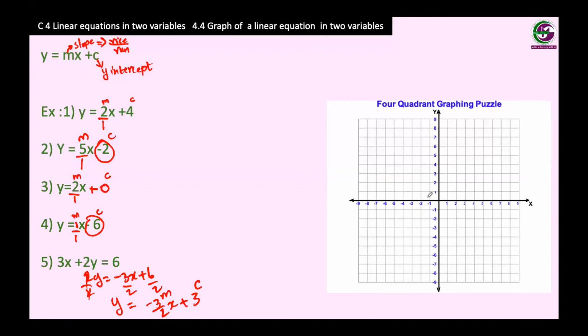Okay, C is 3. On the y-axis, mark a point at 3. Then negative 3 by 2. So go 3 steps down, 1, 2, 3. 2 steps forward. Always the denominator will tell you to move forward, 1, 2. So this is the point and we draw the line. Perfect. So easy, right? So this is the second method. But just to draw a graph, we can follow the method of just drawing a table, marking 0, 0, and then you can point. You can draw the graph.